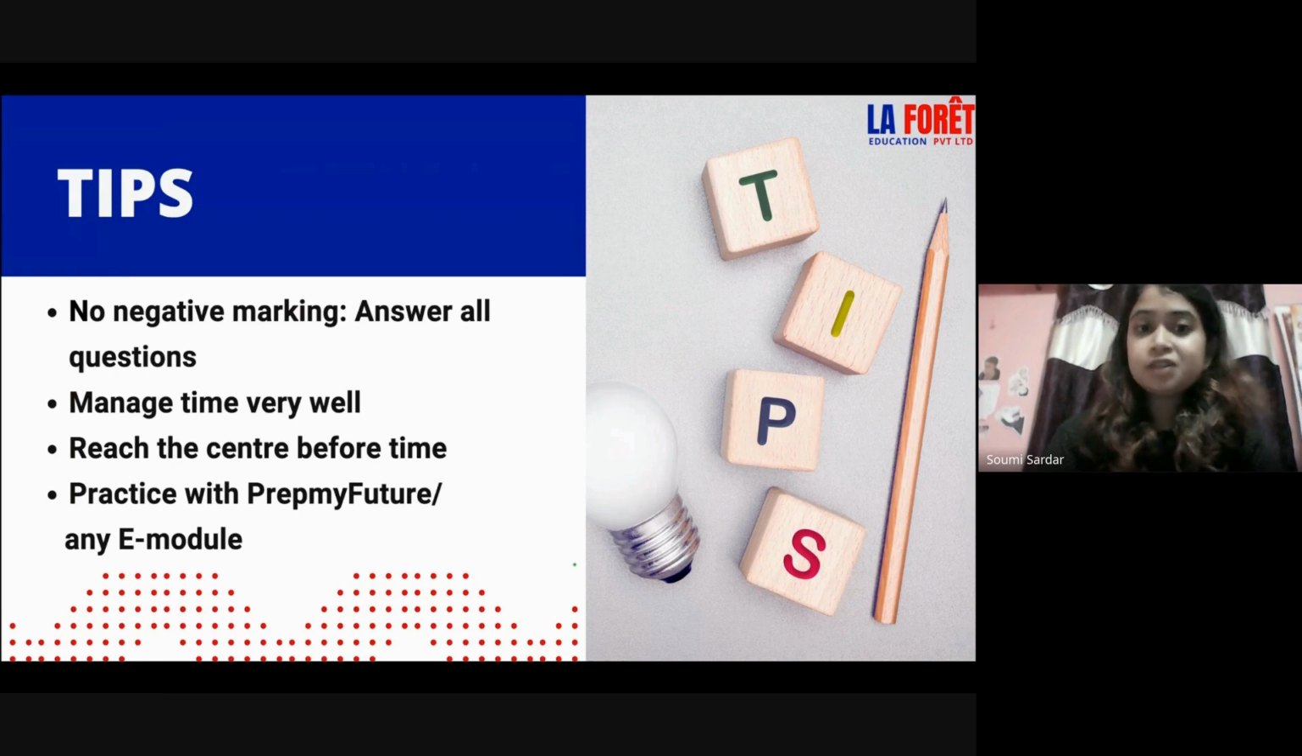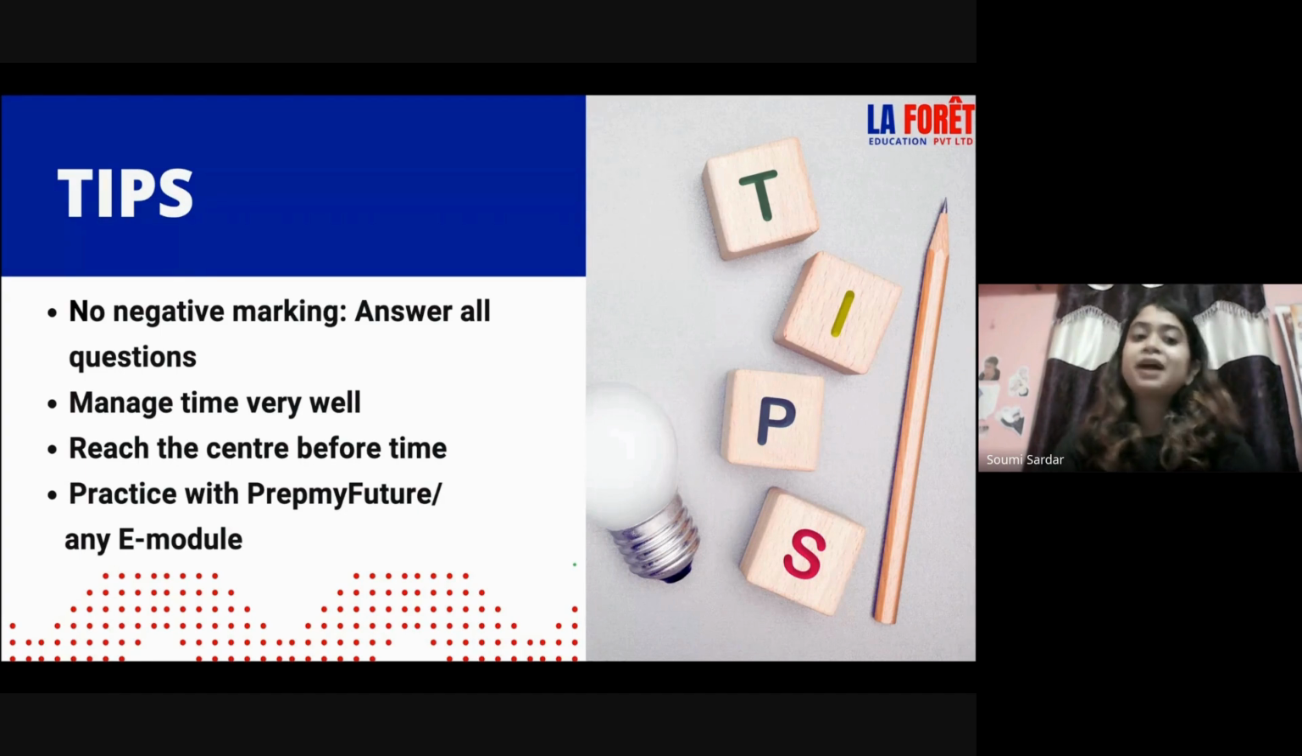So we suggest that you reach the center at least half an hour before, so that you have some time in hand to settle down, to calm down, to find the rooms, to get familiar with the place. So please reach the center at least half an hour before, so that you have some time in hand.